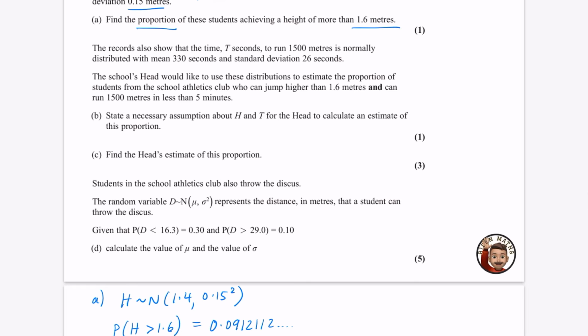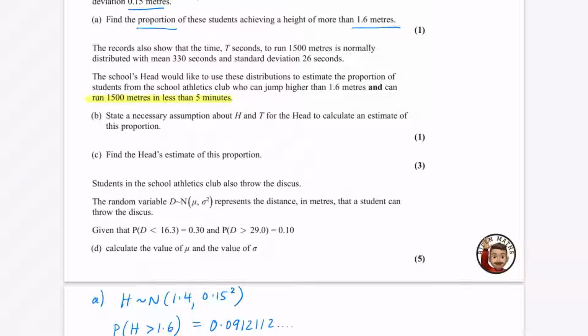The records also show that the time t seconds to run the 1500 meters is normally distributed with a mean of 330 seconds and a standard deviation of 26 seconds. The school's head would like to use these distributions to estimate the proportion of students from the school athletics club who can jump higher than 1.6 meters, we did that in part A, and can run 1500 meters in less than 5 minutes. State a necessary assumption about h and t for the head to calculate an estimate of this proportion. Well, with probabilities, if we're doing one and another, like event A and B, we can only do that calculation if they are independent.